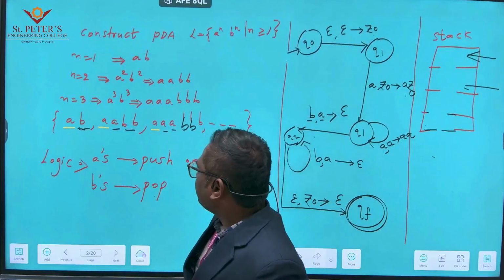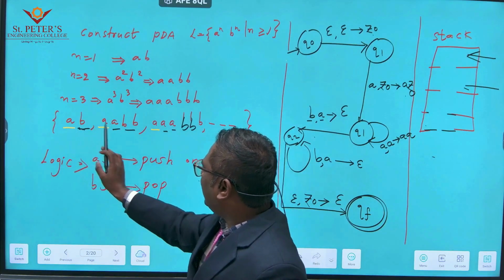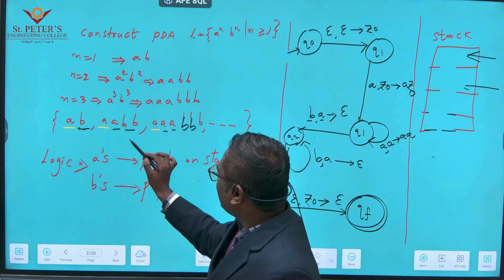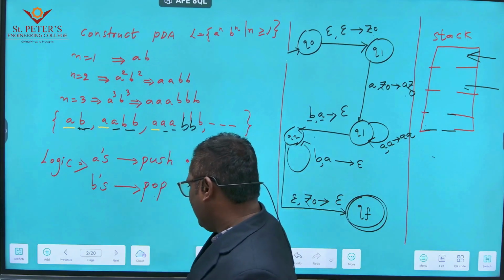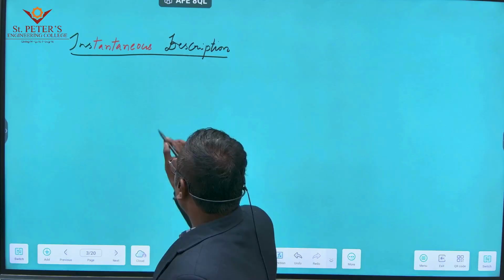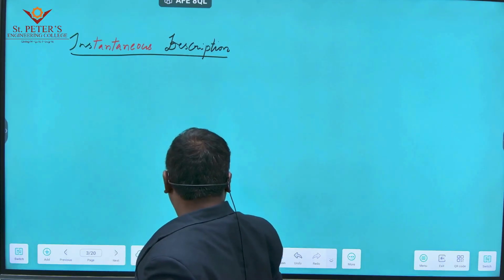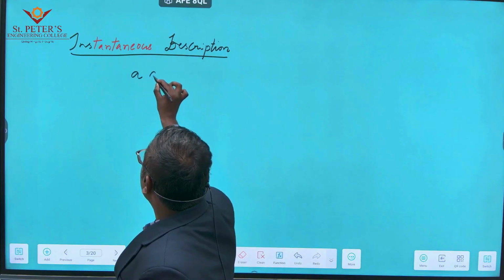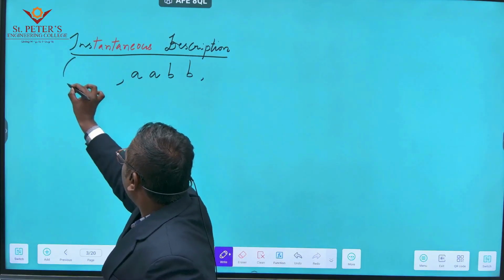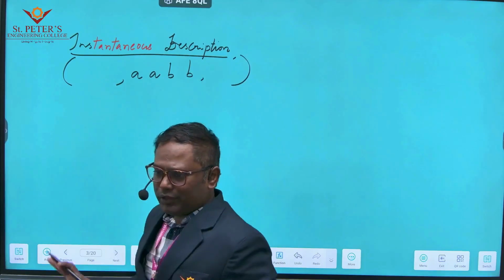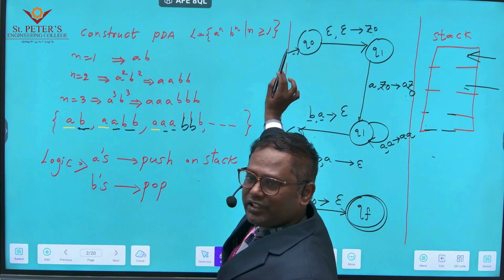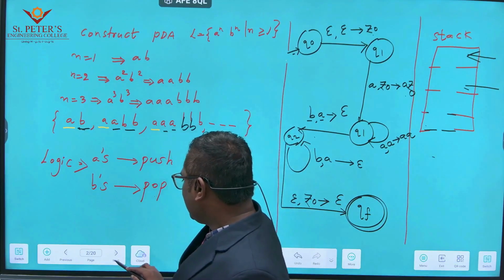Now in order to prove the instantaneous description, let us take some valid string from the language. If you observe the language, you can take any valid string. Okay, now I am going to take a string called AABB. You should always take a valid string in order to prove the instantaneous description. AA followed by BB, so this is the input symbol. Now definitely you should start from the initial state. What is the initial state here? Q0. Initial state is Q0.